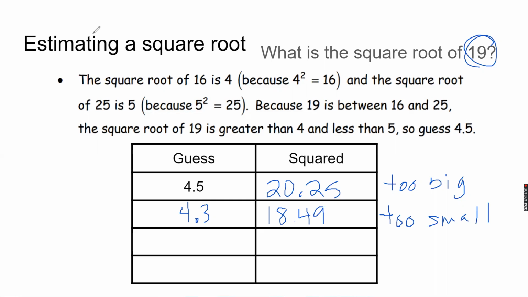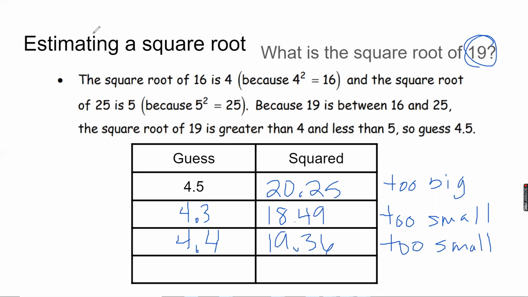So let's go ahead and try 4.4 and see if it goes too big or if it's still smaller. So in my calculator, 4.4 times 4.4, and that gives me 19.36. Well, that got too big because it's over 19.